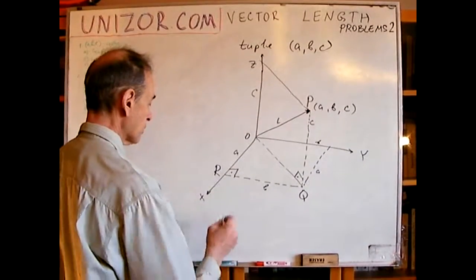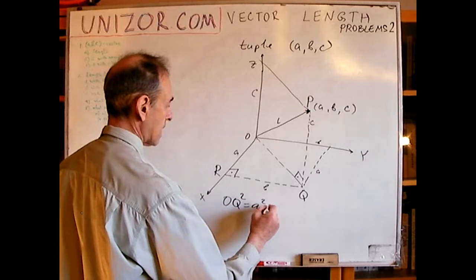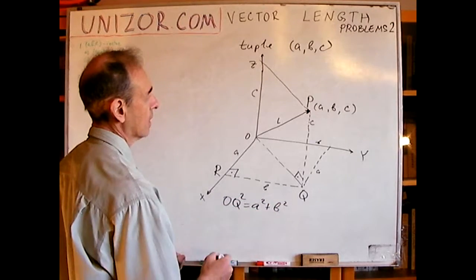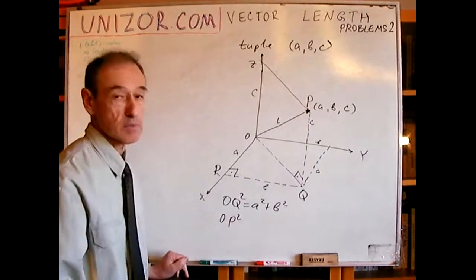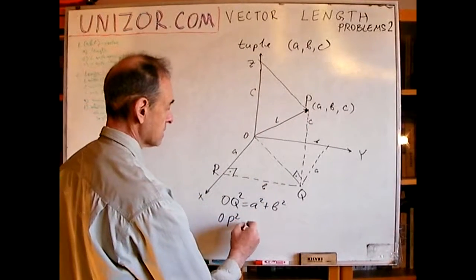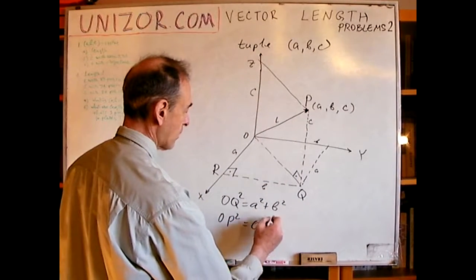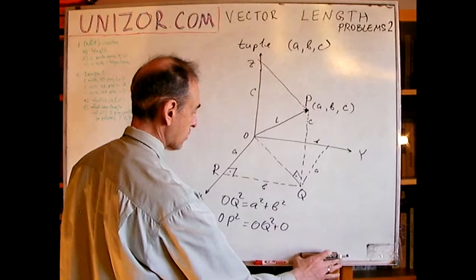So OQ square equals a square plus b square. Now OP square, which is the square of the length we are looking for, the length of the vector, is OQ square plus PQ square.